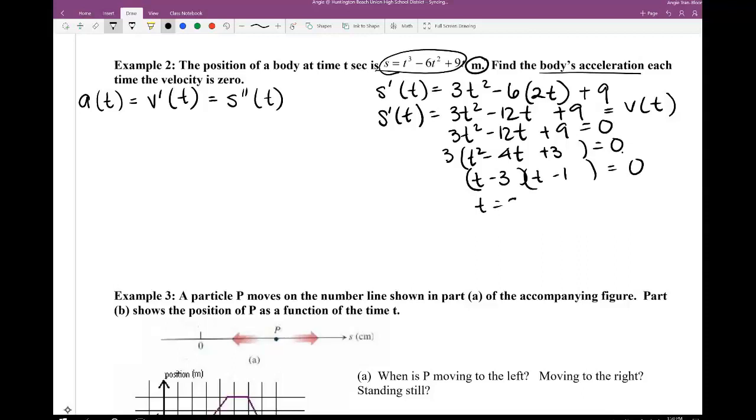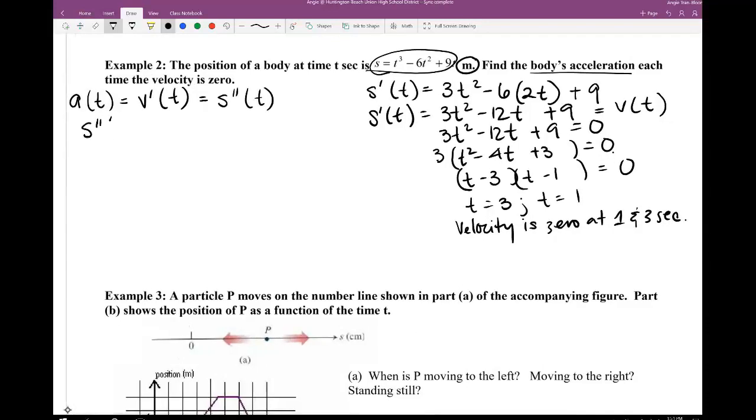So t equals 3 and 1. So at 3 seconds and at 1 second, the velocity is 0 at those times, okay? I was going to merge the s and the 0 together, and as you can see, it didn't work out so well. Velocity is 0 at 1 and 3 seconds, okay? All right, but I'm really not interested in that right now. I'm interested in the acceleration when it is 0. So I need to take the second derivative.